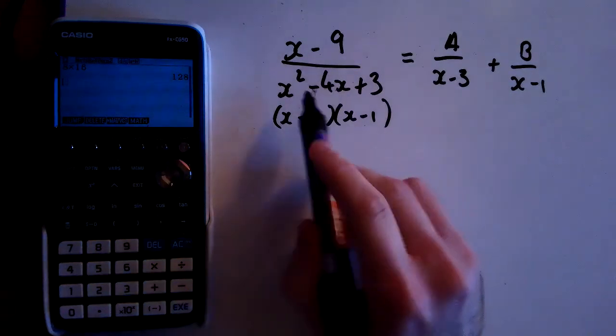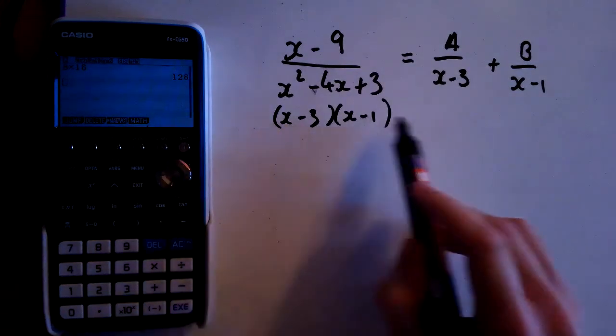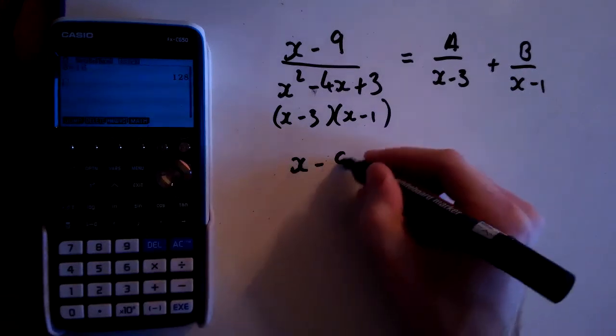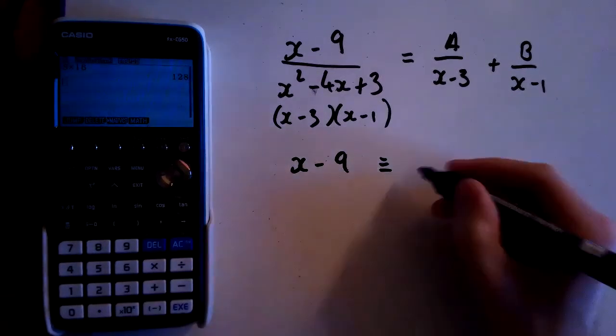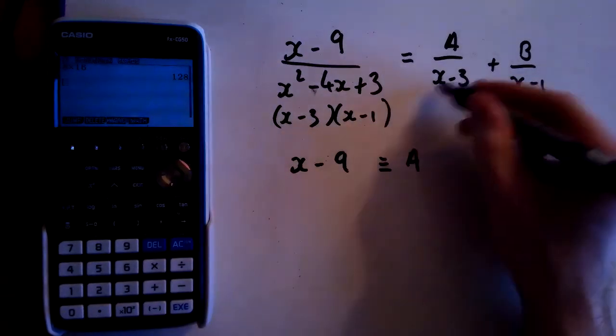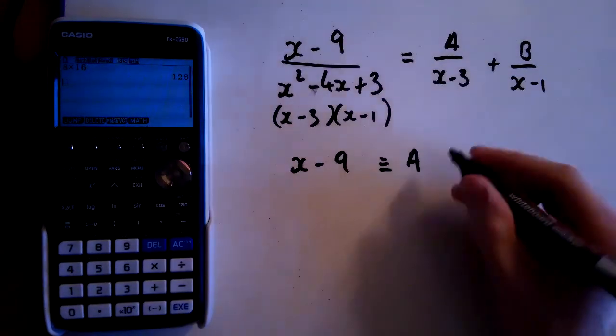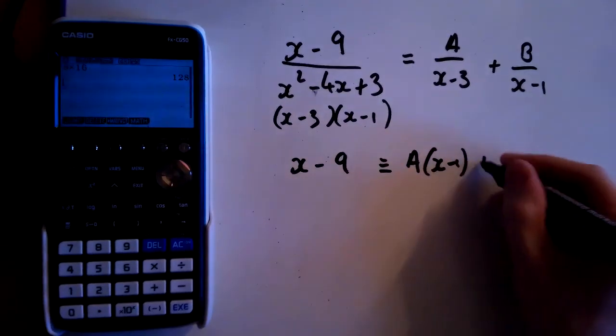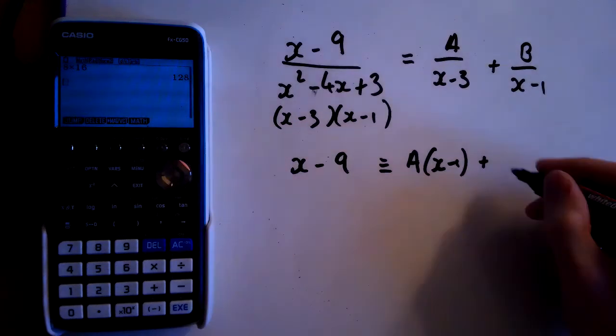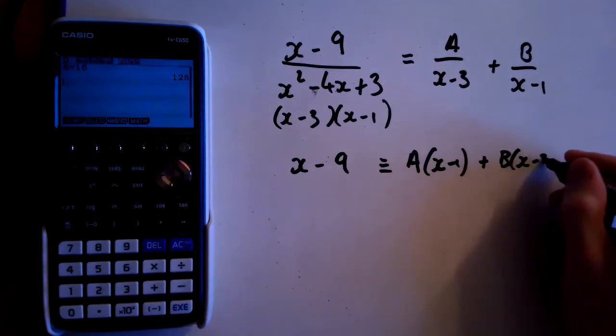So I'm going to times both sides by x minus 3, x minus 1. So I get x minus 9 is a. Well, when I times this by this, the x minus 3's cancel out. So I just get x minus 1. And this one, the x minus 1 will cancel out. So I just get an x minus 3.